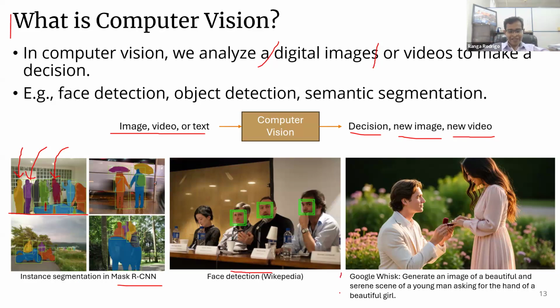And then this one I also generated for you. I think very young people are there in this class. Maybe some of our students are also there. I used the prompt in Google Whisk to generate an image of a beautiful and serene scene of a young man asking for the hand of a beautiful girl. So what an image, right? Image generation is very realistic. Yeah, those are image generations. So you can see all these things belong to the large field of computer vision.